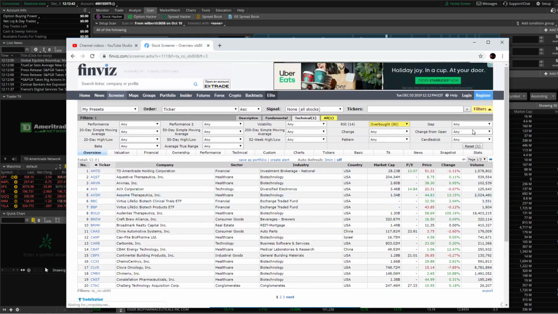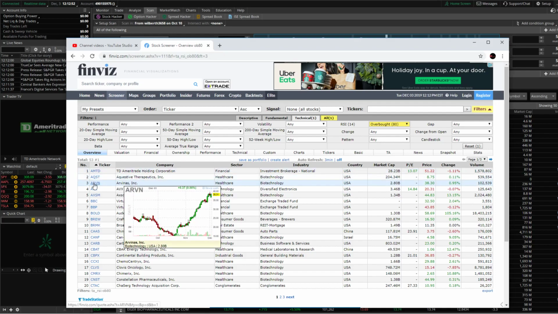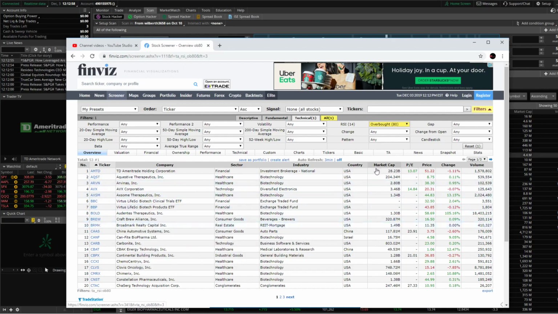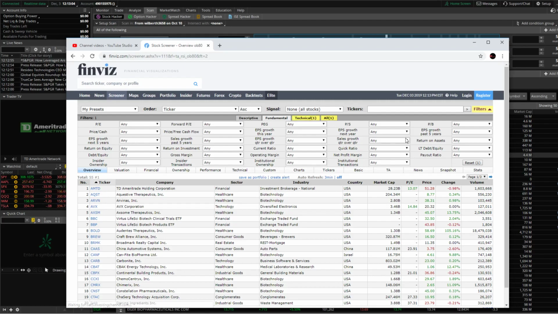I could go into more depth on it. I could probably make a whole video on setting up the screener here, but I just want to show you guys Finviz, great free service here. So AQST, overextended stock, ARVN, look how overextended that chart is. AXSM, overextended. So just showing you stocks that are overbought, oversold, and there's so many different things you could play around with here.